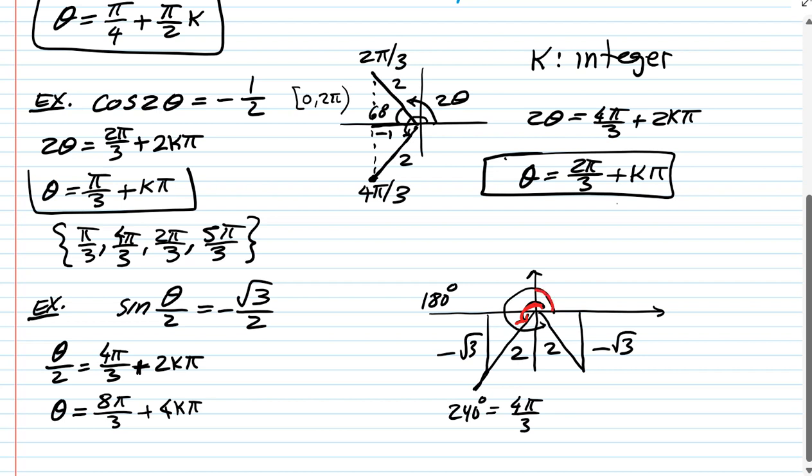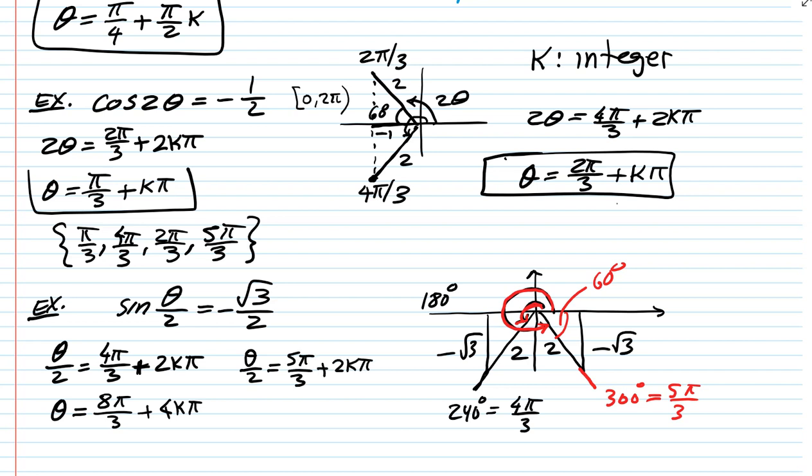The other measure of angle is going to be this one. Now here, this angle is 60, therefore the measure of the angle here is going to be 300 degrees. Again, that's 5 times 60, or 5 pi over 3. Cool. Now I can generate a few solutions for that. Theta over 2 is going to be 5 pi over 3 plus 2k pi. Multiply everything by 2. Theta is going to be 10 pi over 3 plus 4k pi.